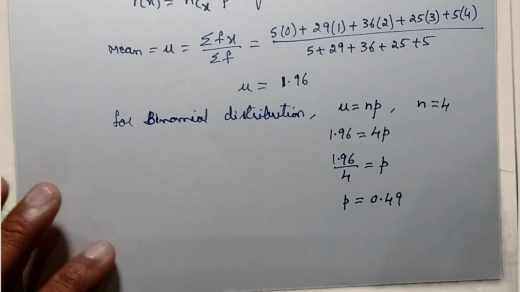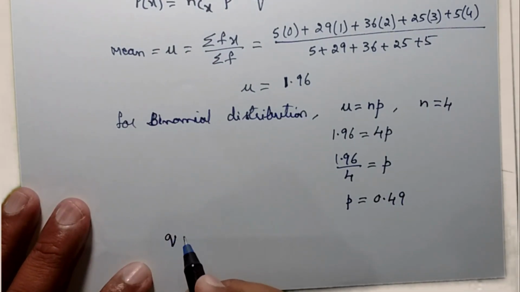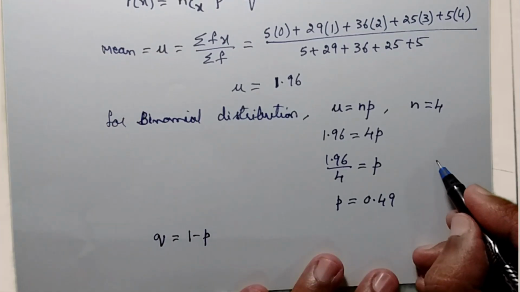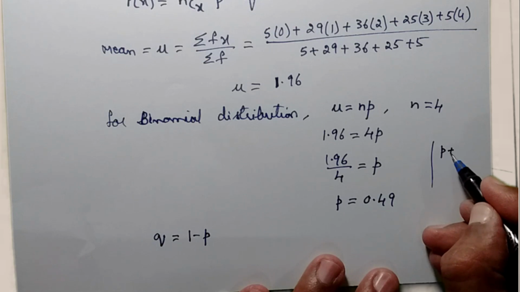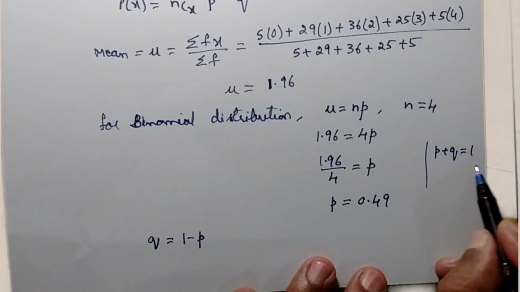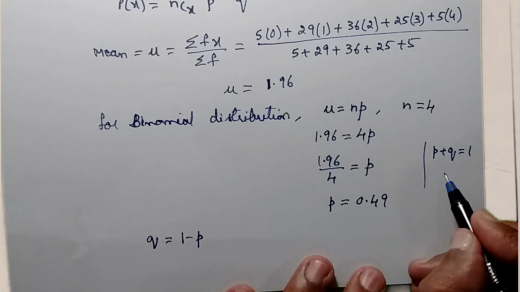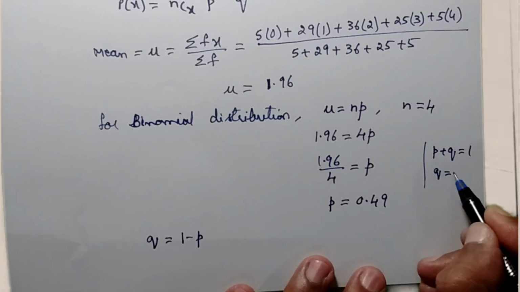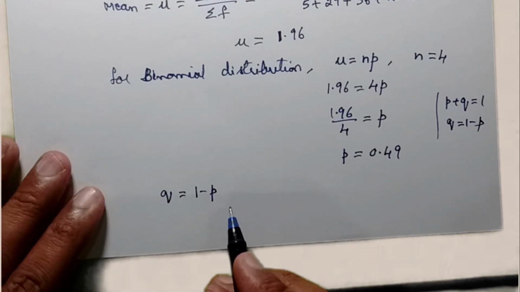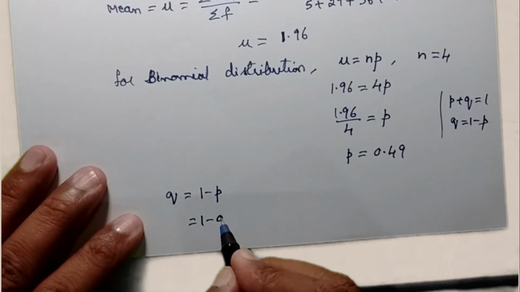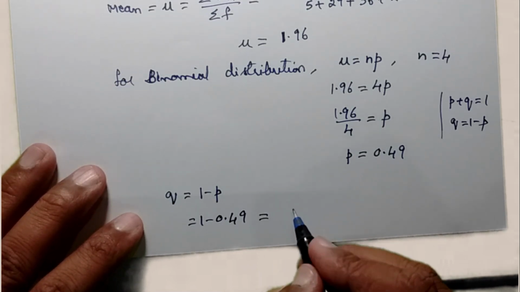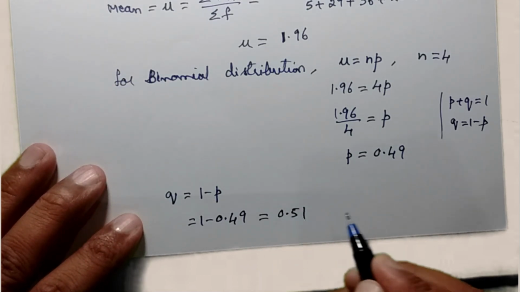Now we can calculate the value of q. You know the value of q is always written as 1 minus p, because the probability of success plus the probability of failure will always be equal to 1. Therefore, the value of q is 1 minus p. So it is 1 minus 0.49. Just use the calculator and simplify it. Are you getting 0.51?